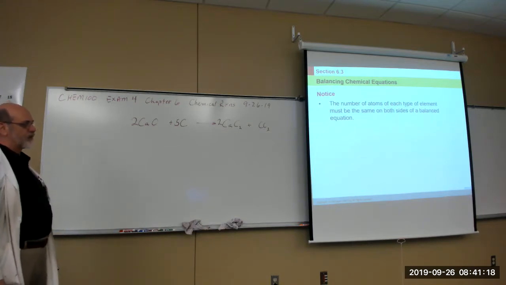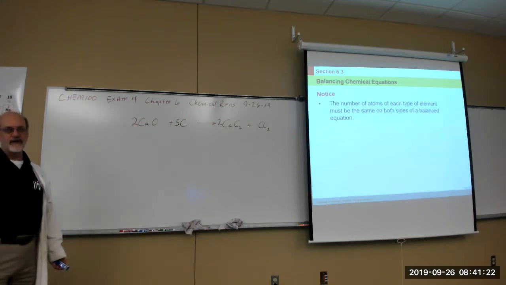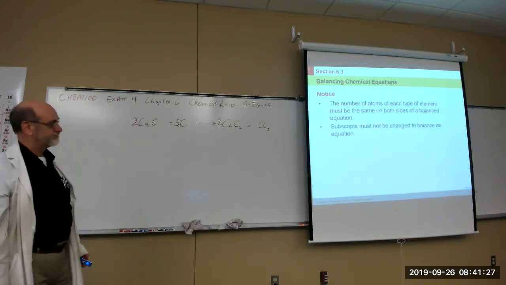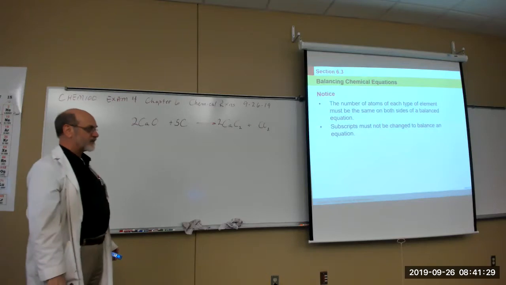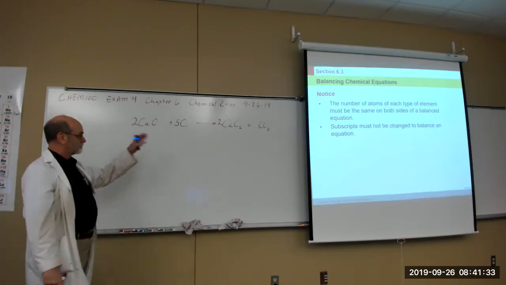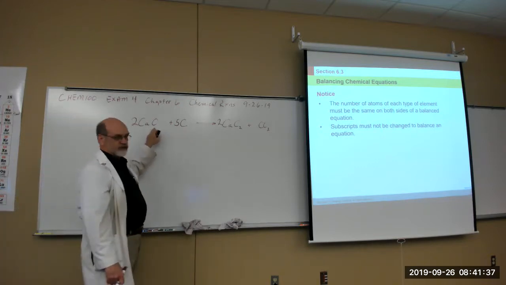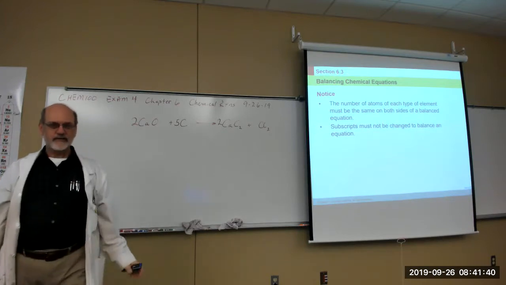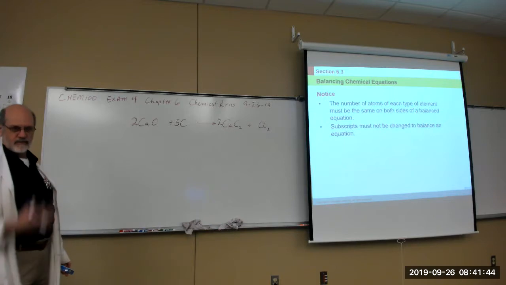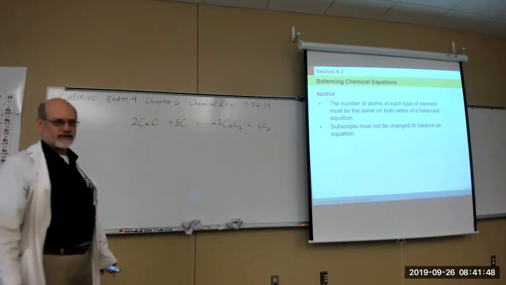This is just to hammer that point. You got to have the same number of atoms of each element in the reactants as you do in the products. Can't change the subscripts. Once you've written your compounds and elements in their proper place, reactants and products, can't touch them. If you touch them, they'll burn your hand off. Just put that mental image in your mind. They're too hot to touch. Don't touch the subscripts.